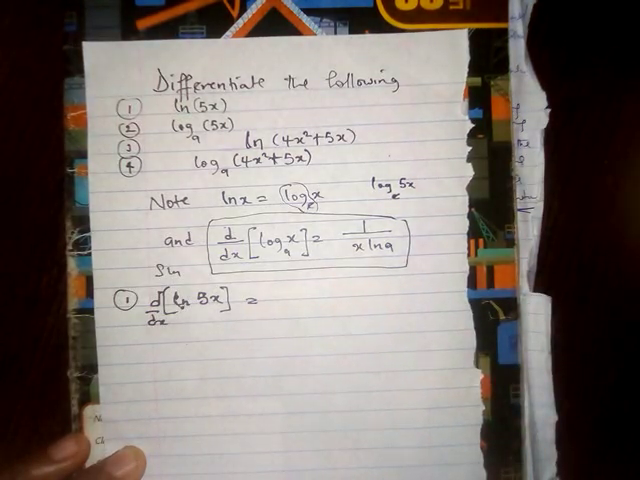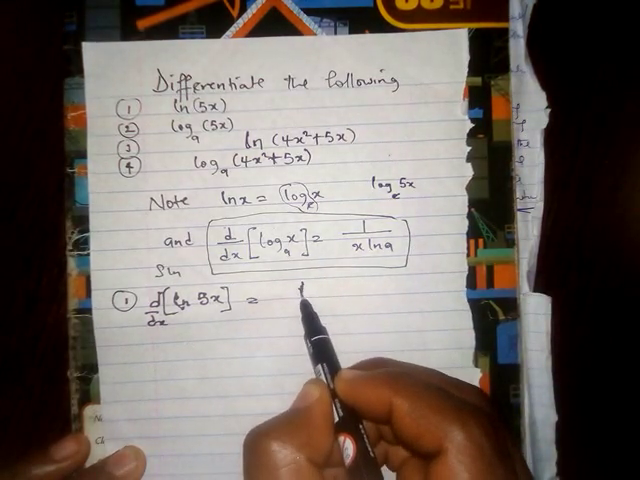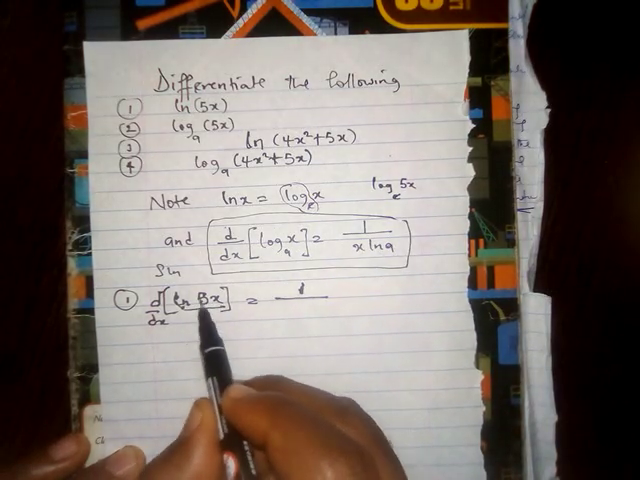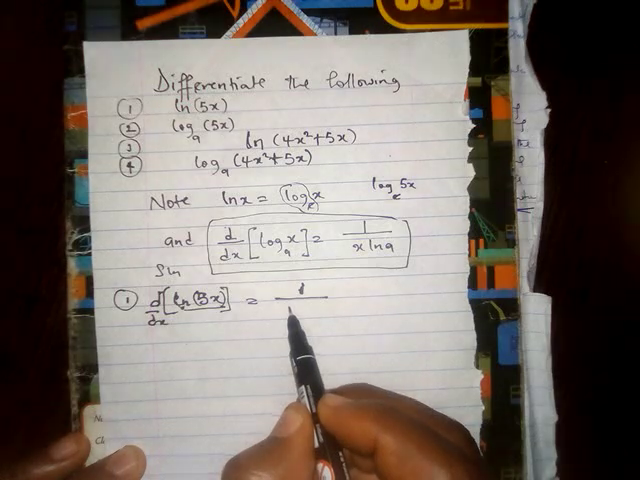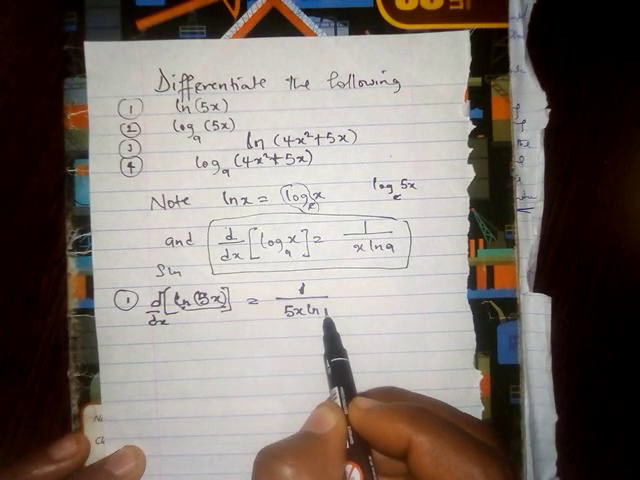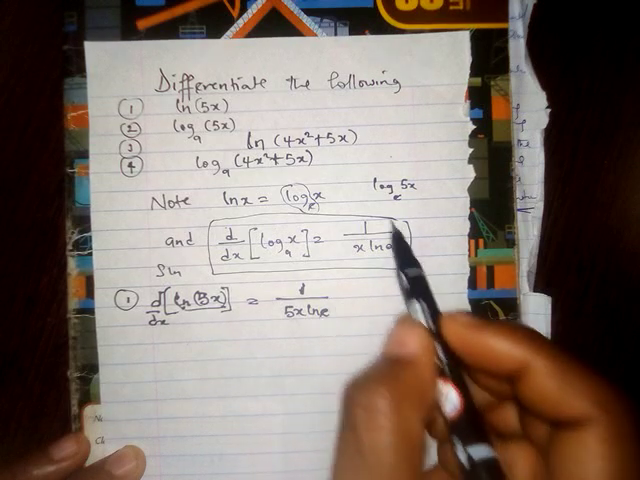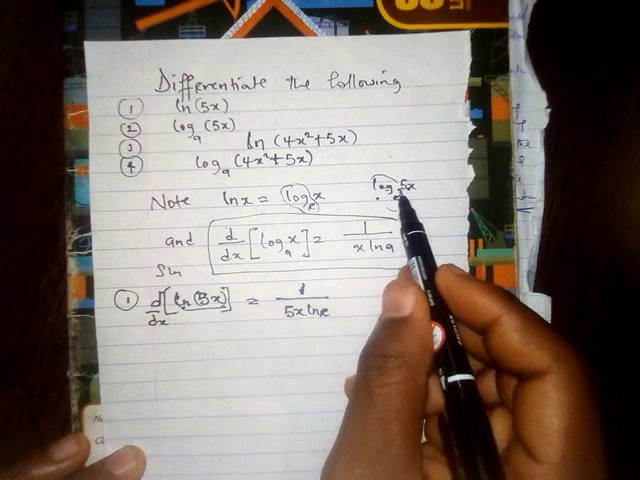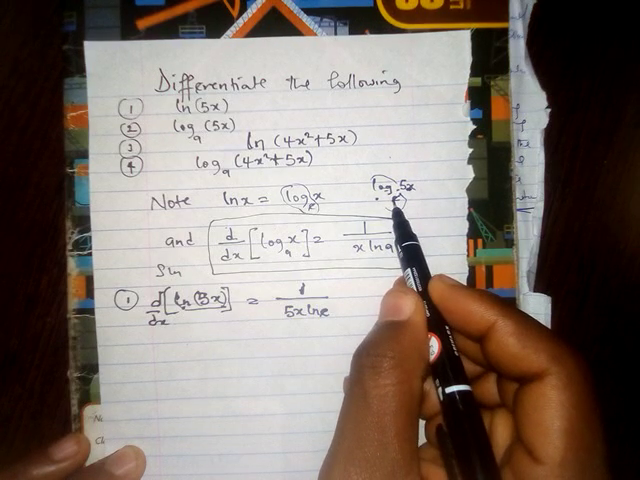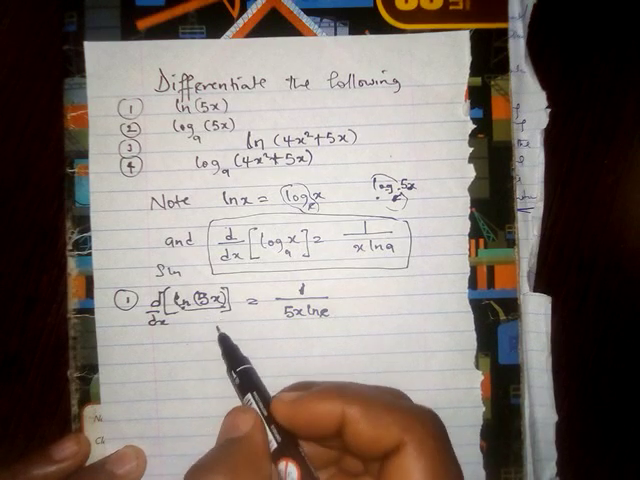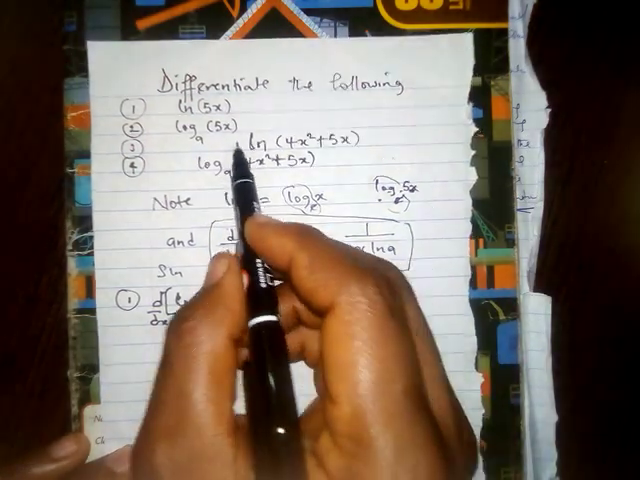So this is the same thing as saying 1 over, remember we are differentiating ln of 5x, so 1 over what is the function? 5x. Then we take the ln of the base. What is the base? e. Remember, ln is the same thing as log of the function with respect to the base e.